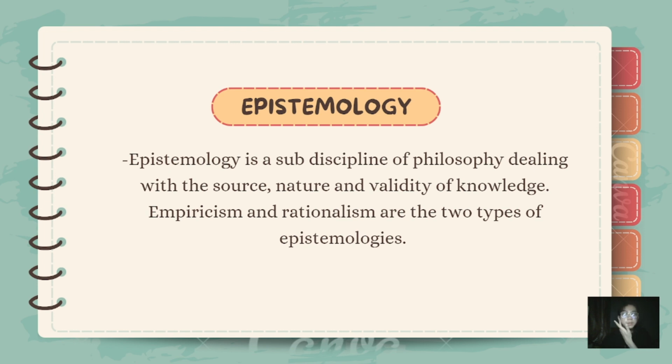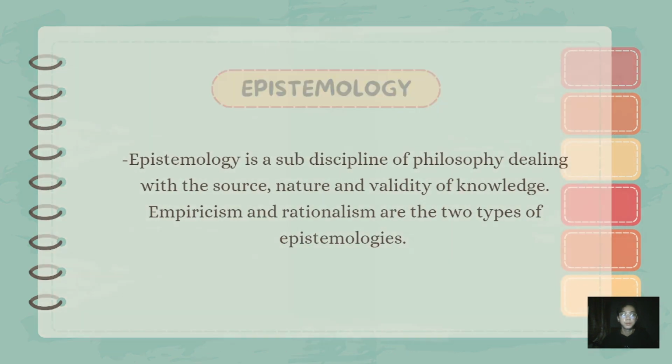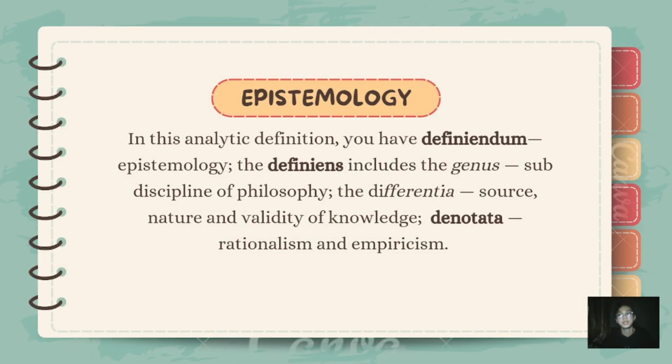We know that epistemology is the theory of knowledge and it enables us to think about the way we think. So, moving deeper, epistemology. In this analytic definition, you have definiendum, the epistemology. The definiens includes the genus, which is subdiscipline of philosophy, and the differentia, which are source, nature, and validity of knowledge. And lastly, the denotata, rationalism and empiricism. It may still seem confusing because the terms used here are new to our ears. But later on, we will give simpler terms and concepts so we can better understand analytic definition.